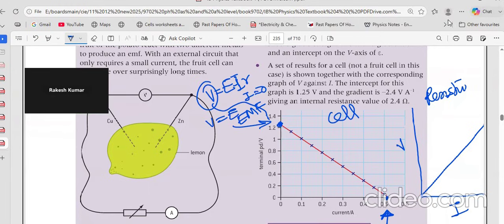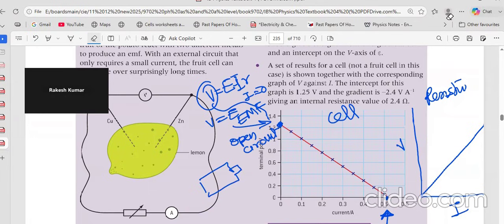How do you visualize this? You visualize this, that means this is an open circuit. At this point, there is no connection. You have a battery and you don't connect it to a wire. So this is that point. That means this is just a simple battery. Now, this point is the opposite of it. It is short circuit.